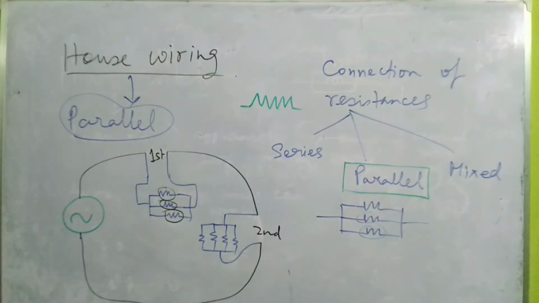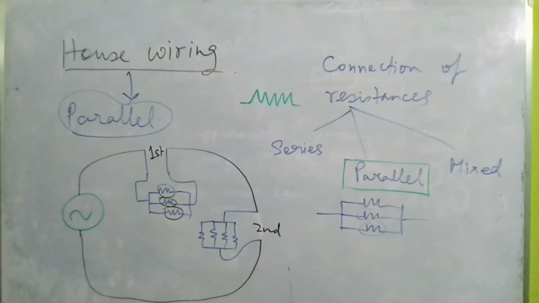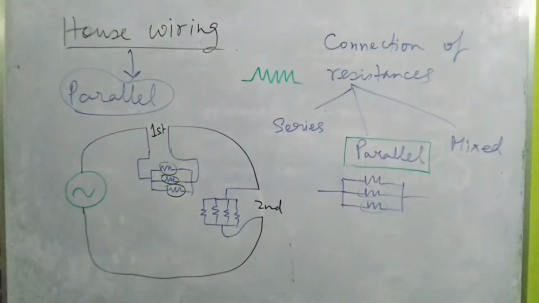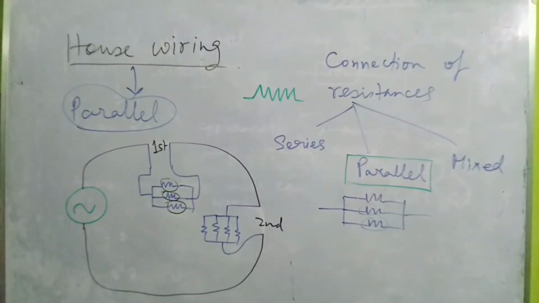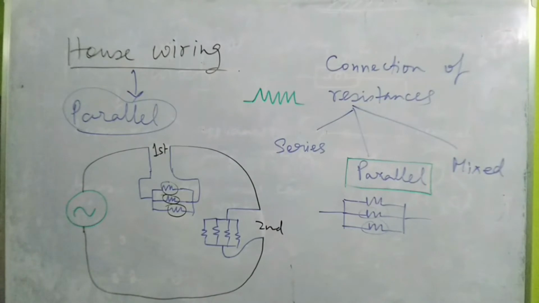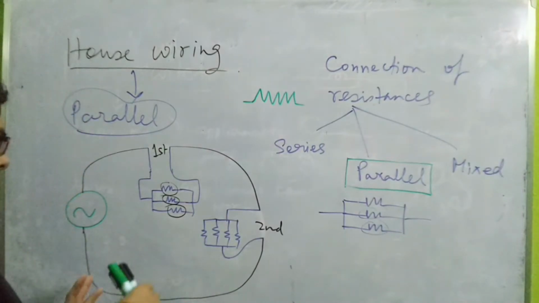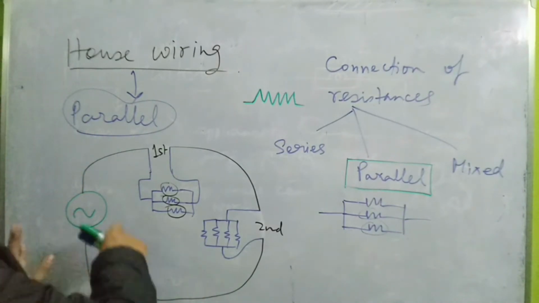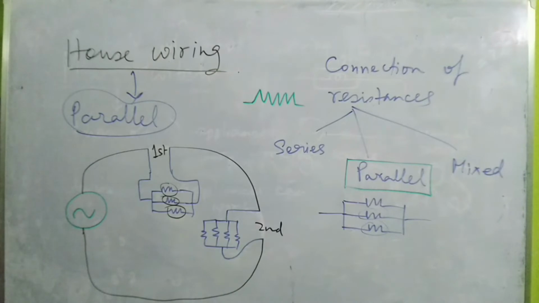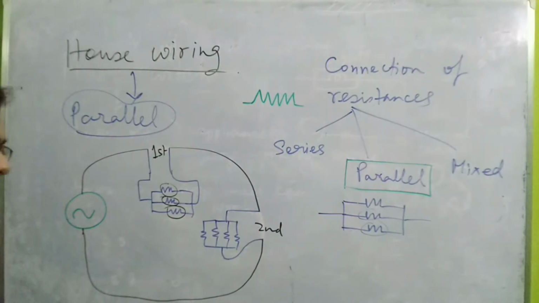So this kind of connection is actually called the ring system. I think the connection of the ring system is clear to you all. So in our housing, the parallel system is being used and it is connected in a ring fashion. So this is the ring system of connection. I think the concept of ring house wiring is clear to all of you. Okay, fine.